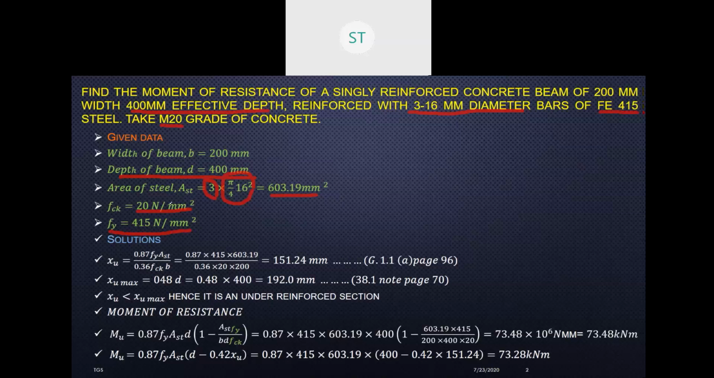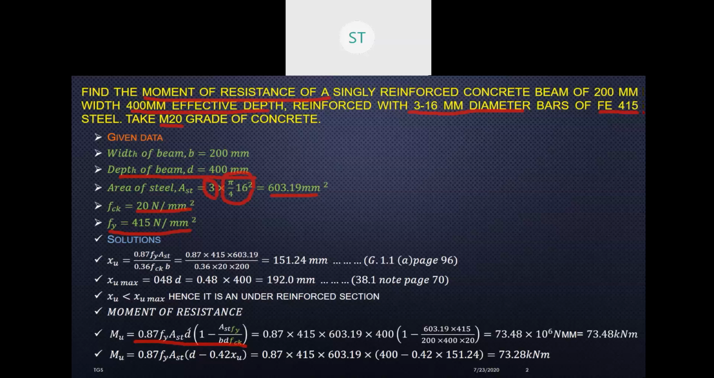Then the solution of this problem. First question is to find the moment of resistance of a singly reinforced concrete beam. So moment of resistance Mu, let us calculate the Mu. The equation is on page 96. Mu is equal to 0.87 fy Ast into d into 1 minus Ast fy by b d fck.